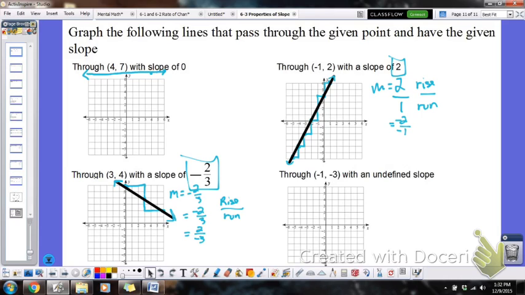The last example, through (-1, -3) with an undefined slope. So plot the point (-1, -3) right here. And I need an undefined slope. Mr. Slope Guy tells us through his nose that an undefined slope is a vertical line. So I have to have a vertical line going through that point.